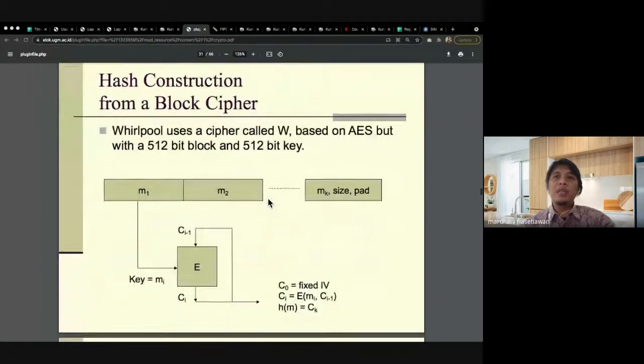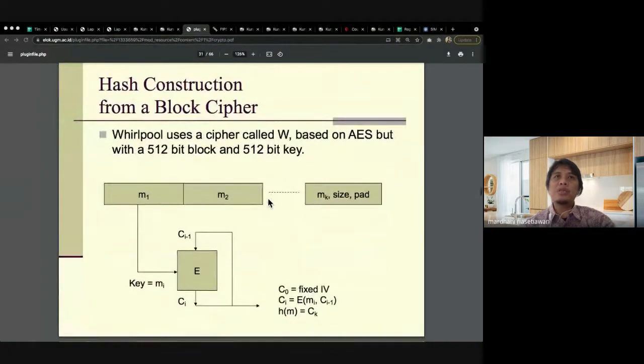So when we learn about the hash construction from block ciphers, I think we can see that when we have message number 1 and message number 2, we will create the key for message number 1, and then we do some encryption in here. We will combine the C0 and then C1 to have the hash message here. We will do the same thing for another message here. So it means every message will have a hash.